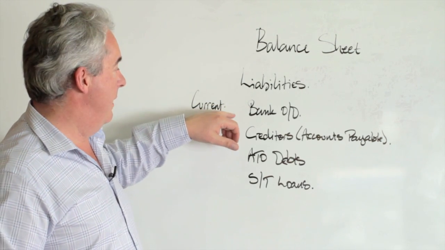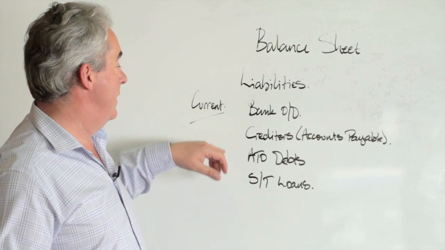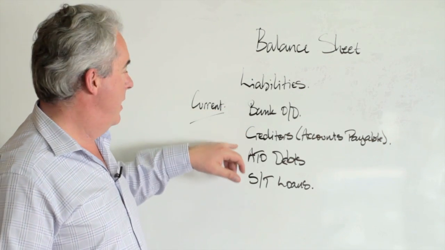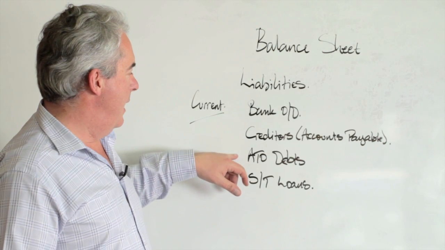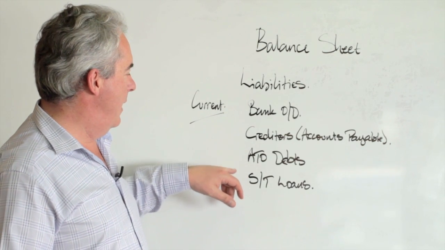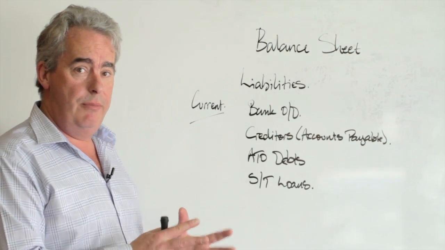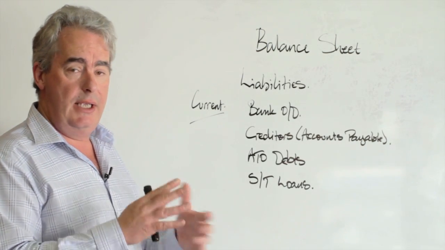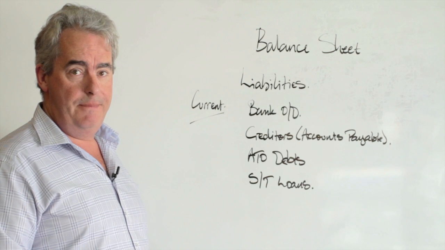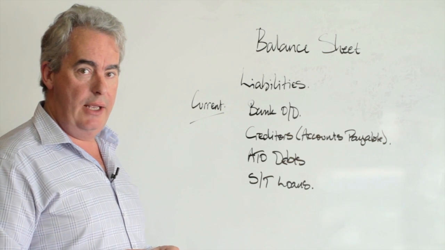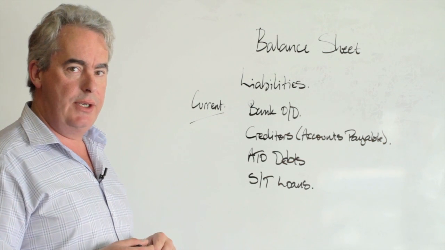So, overview of the current liability section of the balance sheet is you'll generally have what we owe to our primary supporters of our business, being the bank, our suppliers, tax office debts, and any loans from anybody that's given us a short-term facility to assist us with our trading. Hope that improves your understanding of the current liability section of the balance sheet.